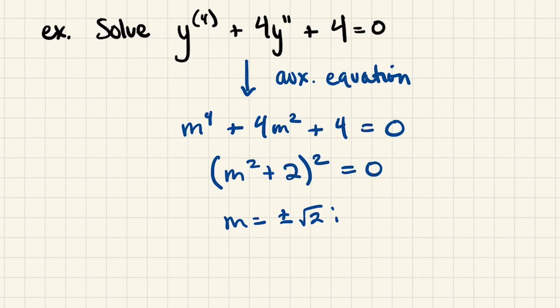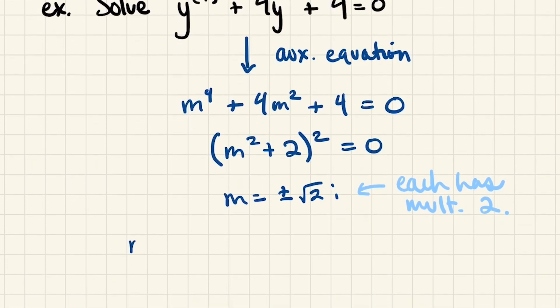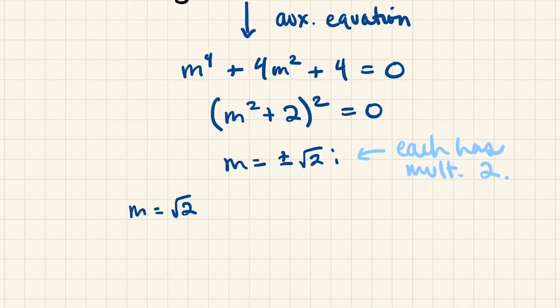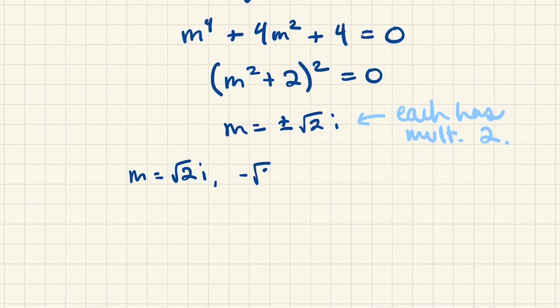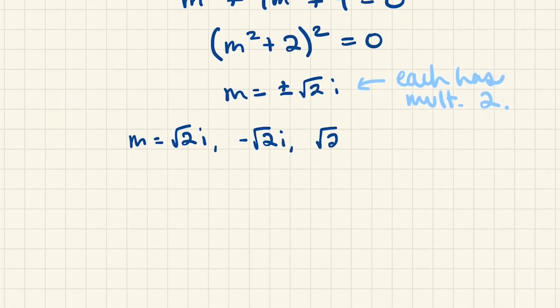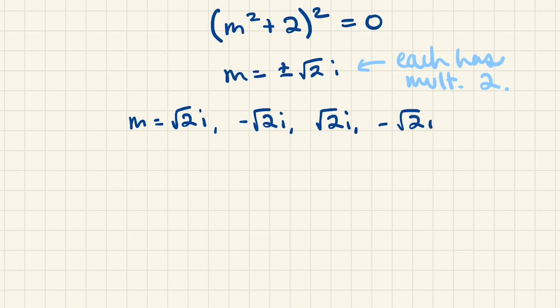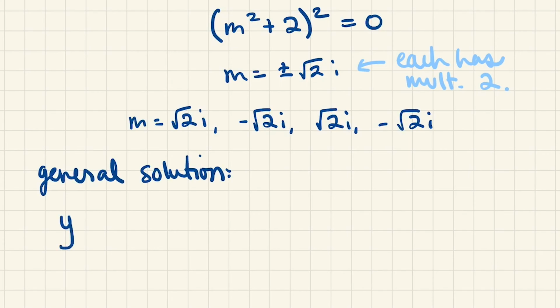And each of these will have multiplicity 2. So if we were actually to list these, we'd have m is equal to rad 2 times i, negative rad 2 times i, and then rad 2 times i again, and negative rad 2 times i yet again. Okay, so how do we put together our general solution? Well, again, these complex solutions always occur in conjugate pairs, right?